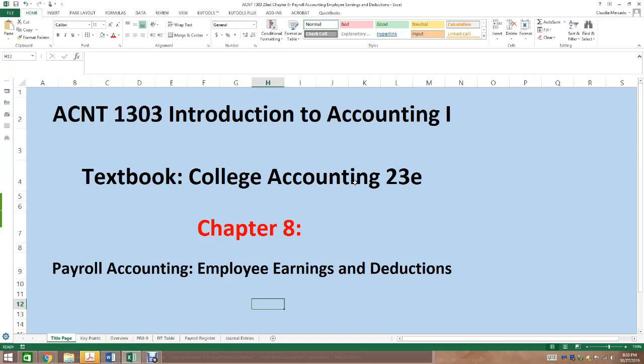Chapter 8 is specific to the employee side of it, so we're going to be doing employee earnings and deductions, while Chapter 9 is specific to the employer side of it, and we're going to be dealing with employer taxes and reports. The textbook that we are using for this particular course is College Accounting 23rd edition.